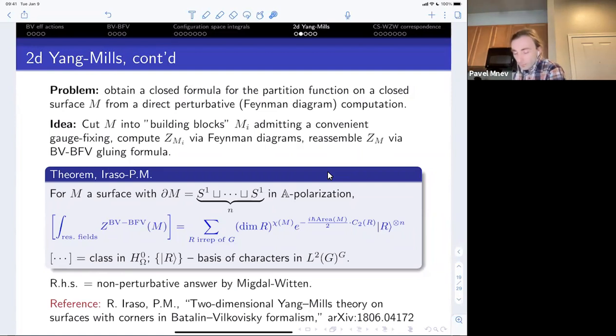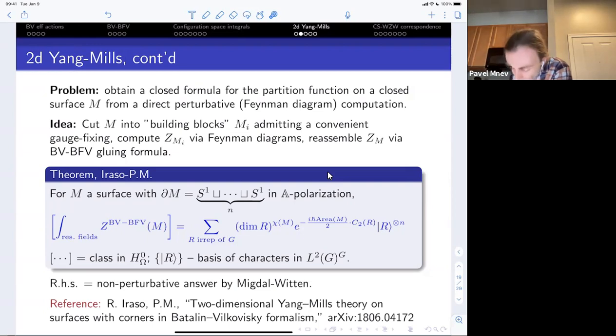But the idea is to use the BV-BFV formalism and to cut the manifold M into some convenient pieces, building blocks, which admit some convenient gauge fixing, for instance axial gauge for the cylinders, where all Feynman diagrams can be computed explicitly and resummed. So the idea is to compute all Feynman diagrams on those cleverly chosen pieces and then reassemble the partition function by the gluing formula.